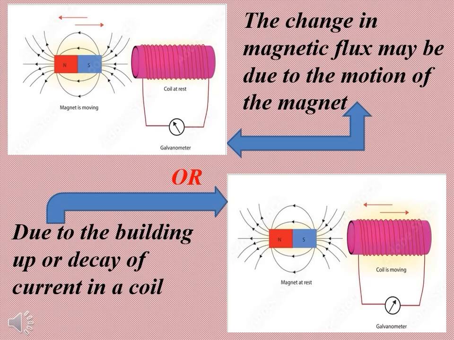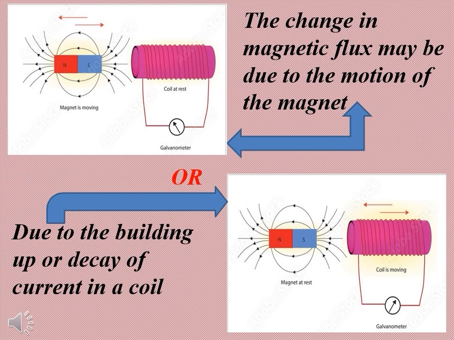Now let us consider a coil connected with a galvanometer and a bar magnet NS placed close to it. If there is no relative motion between the coil and the magnet, the galvanometer indicates no current in the coil. On moving the magnet towards the coil, the galvanometer shows a deflection. This indicates the generation of current in the coil. The deflection persists so long as there is a relative motion between the coil and the magnet.